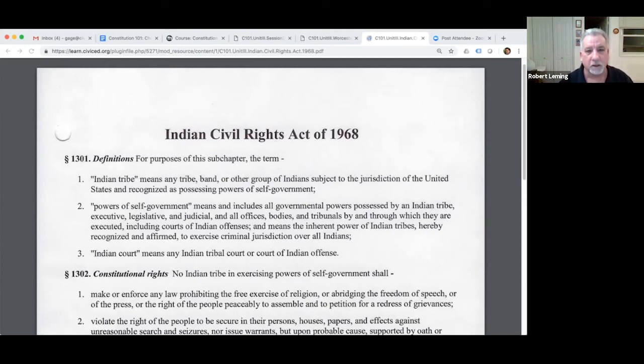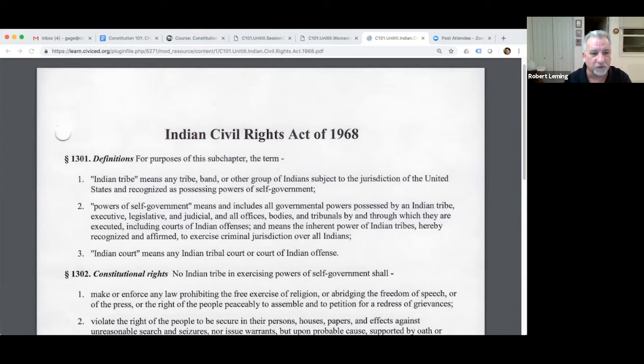Others said, look, we're being violated. Our constitutional rights, because we're citizens since 1924, are being violated by our tribes. And we need a Civil Rights Act to help protect us against our own tribes. Because what they're doing within a tribe, they think, is a violation of the United States Constitution and the Bill of Rights. Wow, okay. So let's look at this for a second here.